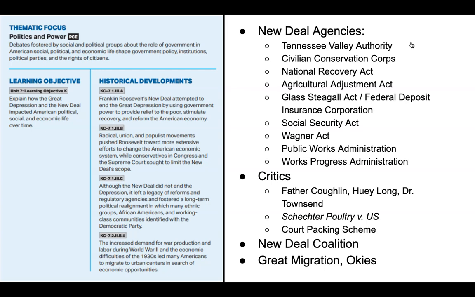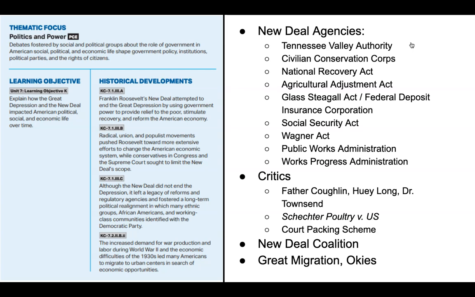So our leftist critics are people like Father Coughlin and Huey Long. Huey Long is a senator from Louisiana who thought that the United States should adopt what eventually will become known as a universal basic income, but he called it every man a king, right? So the kingfish. Basically, the United States government should give everybody $5,000. All right, and then Dr. Townsend, who thought that the United States government should provide Social Security for the elderly.